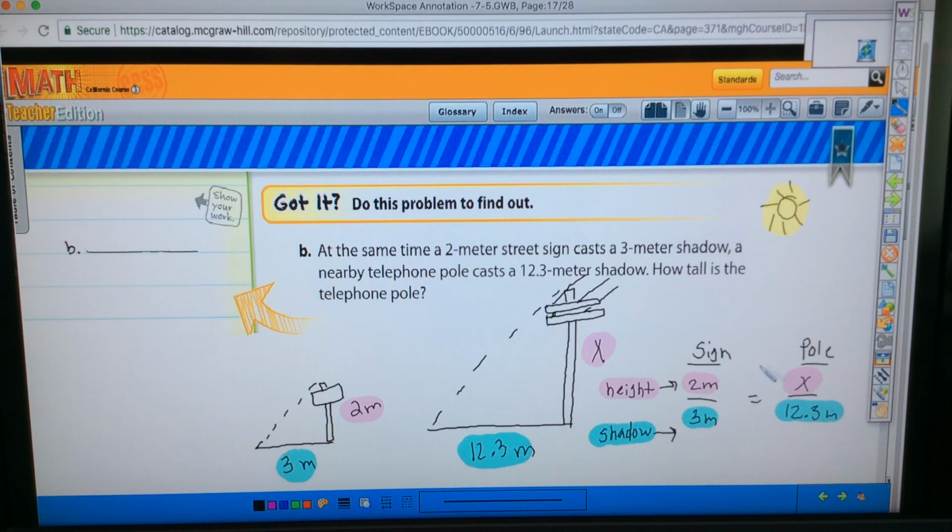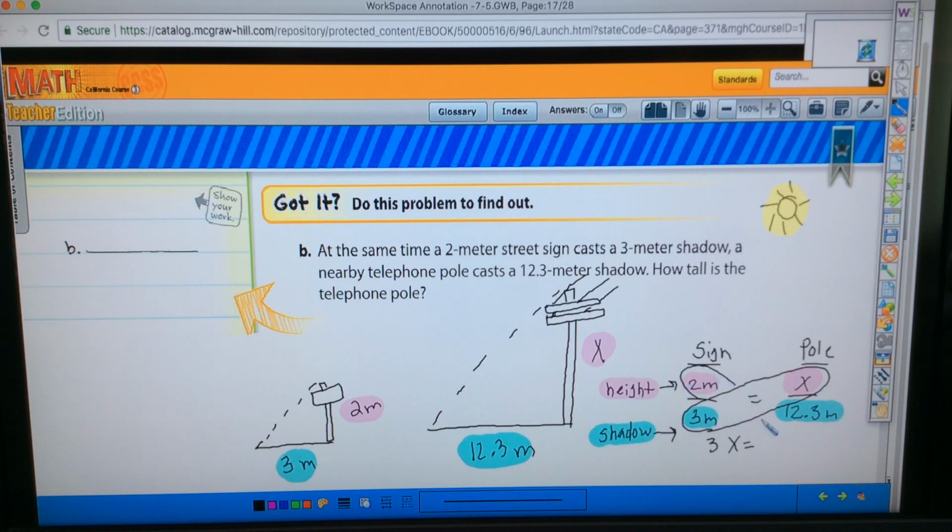Once you guys get to the proportion, this is easy. This is like 6th grade math here, right? So you're going to go ahead and cross multiply. 3 times x is 3x, right? And we're going to go ahead and cross multiply 2 times 12.3, which is 24.6.